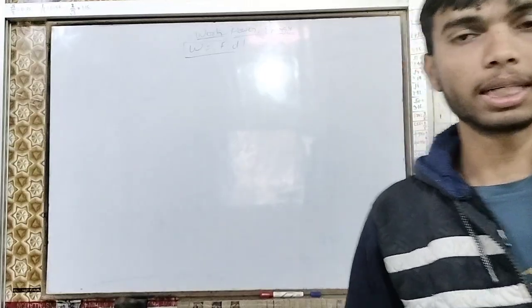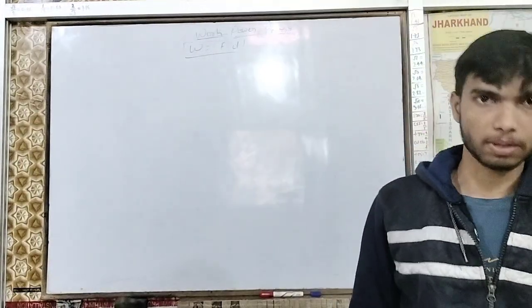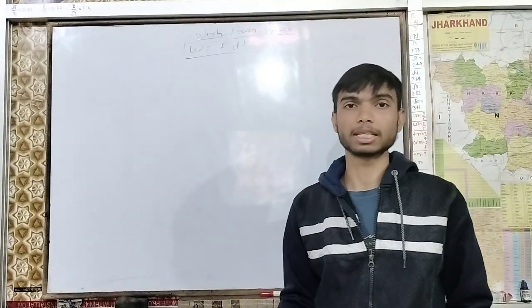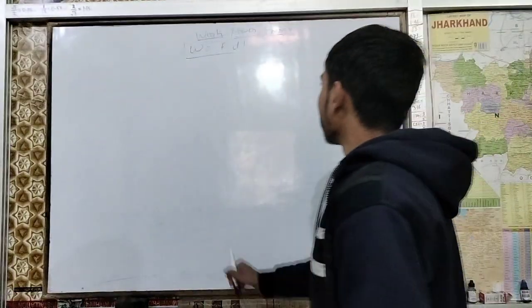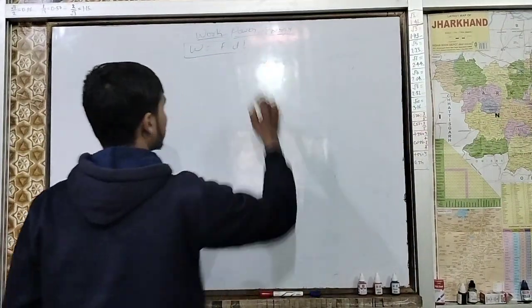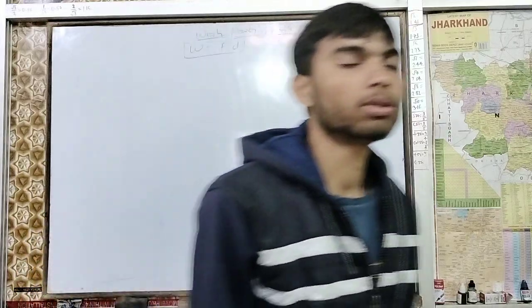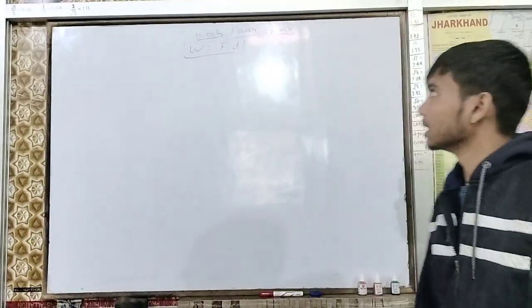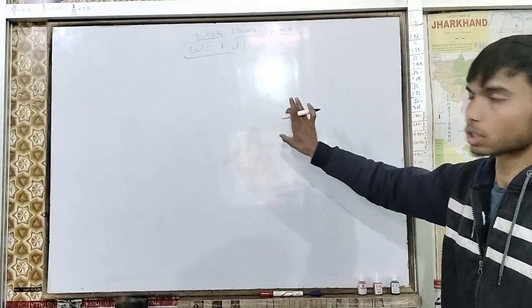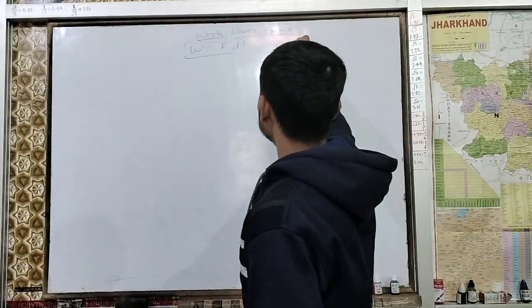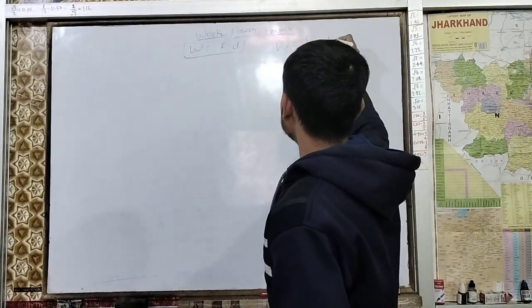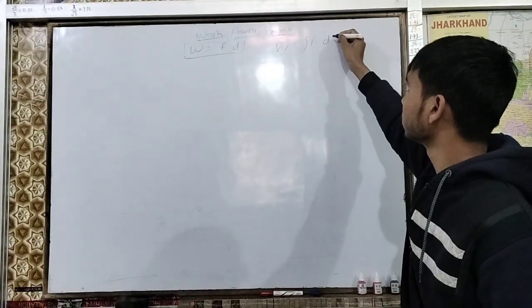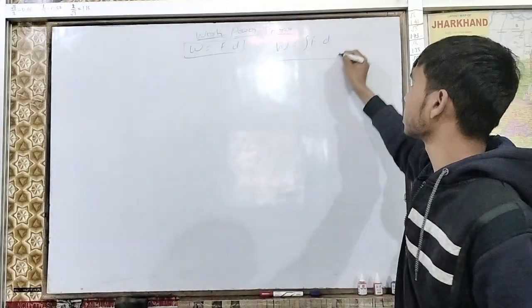Here F is the force and d is the displacement, or you can replace d by s. It's your choice. Right now, just understand this is our F into d. This is not the standard. The standard would be W is equal to the integral of F dot dr. This is our standard.